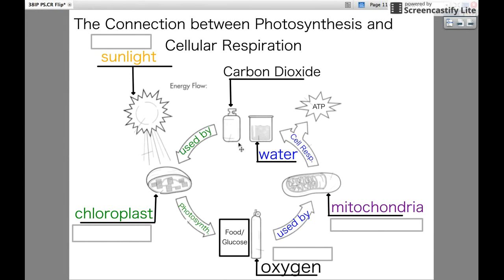Then these things, plus sunlight, are used by the chloroplast in photosynthesis, which makes food and oxygen, which is used by the mitochondria in cell respiration to make water and carbon dioxide. So hopefully you see that the stuff made by one process is what's used in the other. And again, what's made by one gets used in the other.